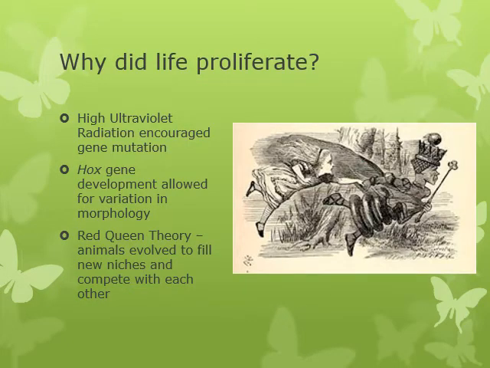Multicellular life may have proliferated and really taken off because of high ultraviolet radiation. That high ultraviolet radiation encourages mutation. So by having more mutations, you have more elements for natural selection to act on. During this time, the Hox genes developed. So those Hox genes, those body plan genes, allowed for more variation in morphology.